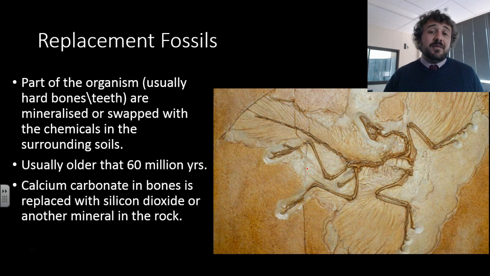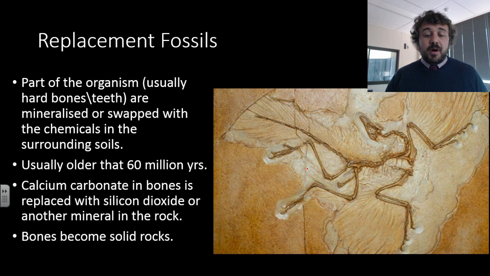And the calcium carbonate in the bones actually tends to swap places with the silicon dioxide, or other minerals, magnesium oxide, within the rocks. Bones then become solid rock. So often you'll see this sort of bone fossil, and you pick it up, and oh, it's really heavy.